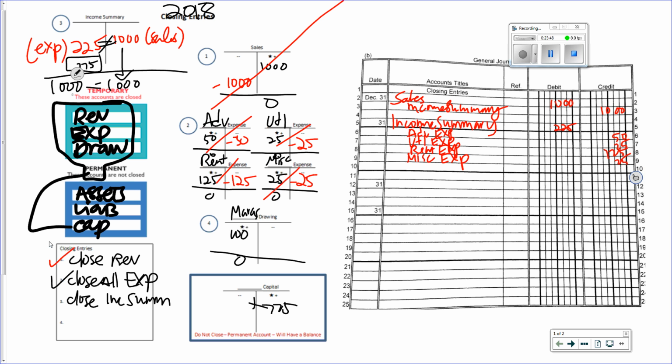I'm going to journalize it. I, for some reason, got my pen colors switched. When we do number 3 to close income summary, by the way, we're done with that. We had a debit to the income summary because we're basically closing out the income summary with $775. Who gets to keep the money? Mars Capital.